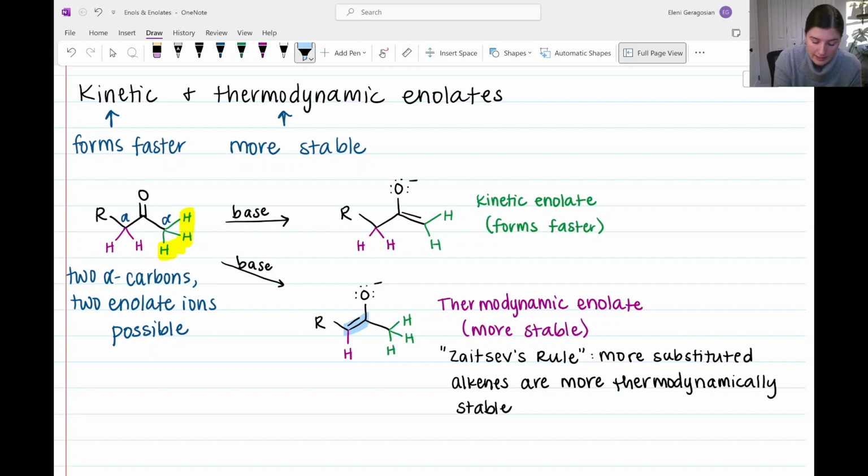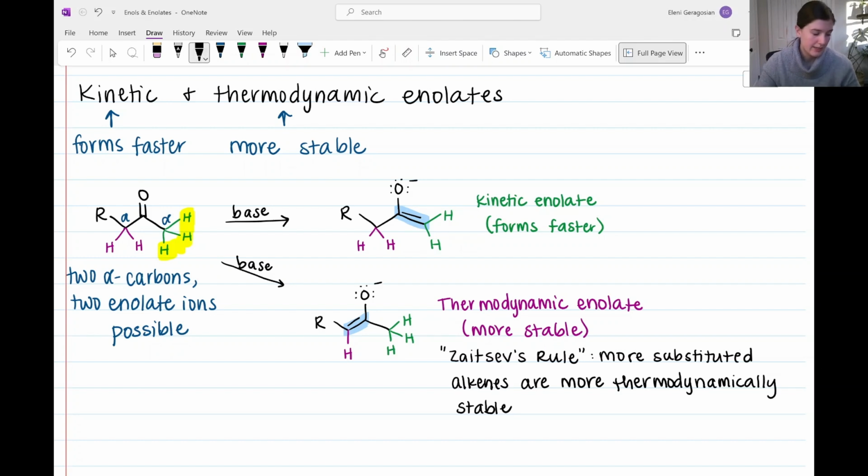If we look at the kinetic enolate, one carbon that is part of the double bond is bonded to an oxygen and another carbon. The other is bonded to 2 hydrogens. So this kinetic enolate, although it forms faster, is less thermodynamically stable.